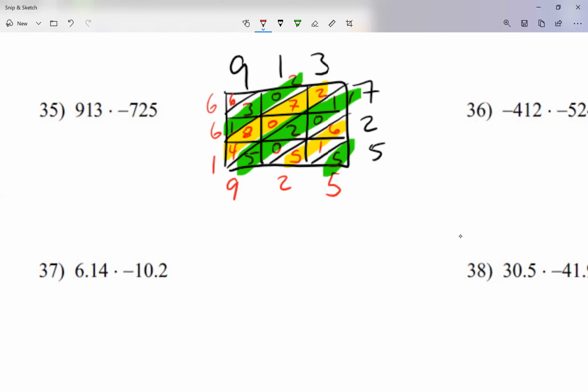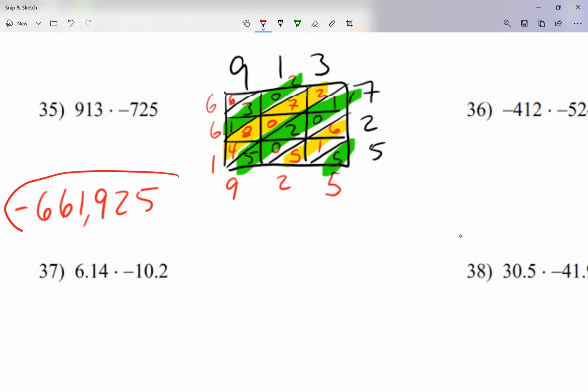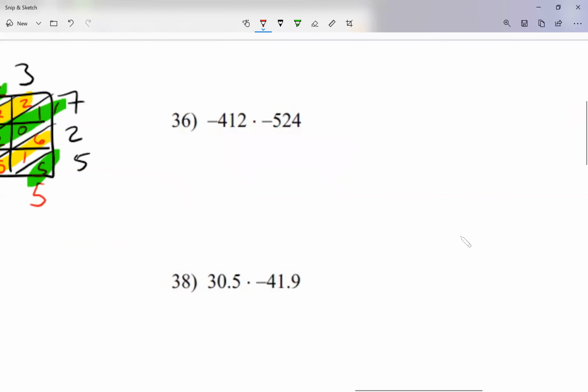All right, so those are my digits. So let's see, 6, 6, 1, 9, 2, 5. Negative, correct? That's positive times a negative. So negative 661,925. Pretty simple. Let's take a look at question number 36.